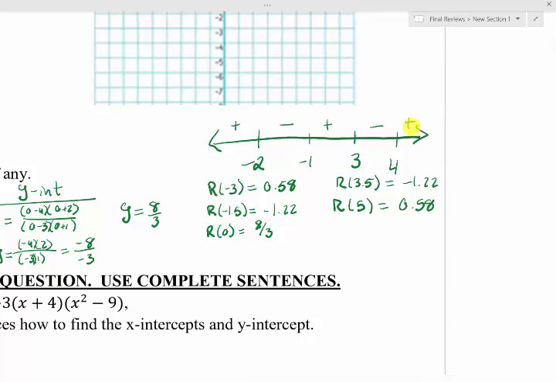So we said at negative 2, we're going to be crossing the x-axis. So since I go from positive on the left of negative 2 to negative on the right of negative 2, I must come from above, cross, and then go below. And then at positive 4, we're also crossing the x-axis. Well, again, this time we're negative on the left and positive on the right. So I'm coming from below and going above, which is really nice to know.